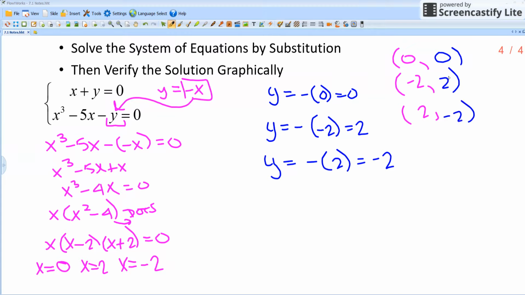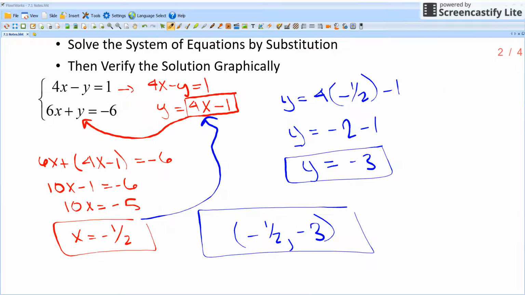That didn't sound confusing at all. So we have 3 solutions here, 0 comma 0, negative 2 comma 2, and 2 comma negative 2. Again, for all 3 of these questions, we are going to go over how to verify those results graphically and hopefully get those same answers.